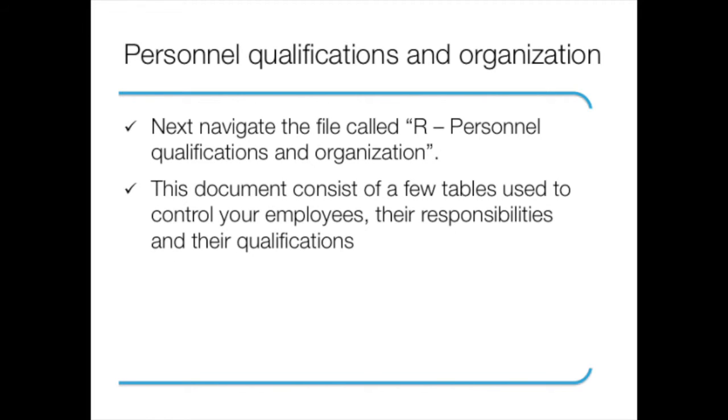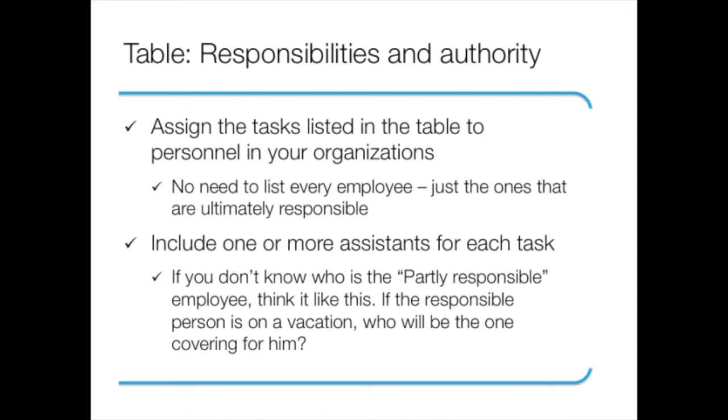Next, navigate to the file that we previously downloaded called Personnel Qualifications and Organization. This document consists of a few tables that are used to control your employees' authority and responsibilities, qualifications, and trainings. In addition, we'll use this document to control and approve those subcontractors who aren't going to CE mark their products. The first table, Responsibilities and Authority, is used to assign employees responsibilities and authority.